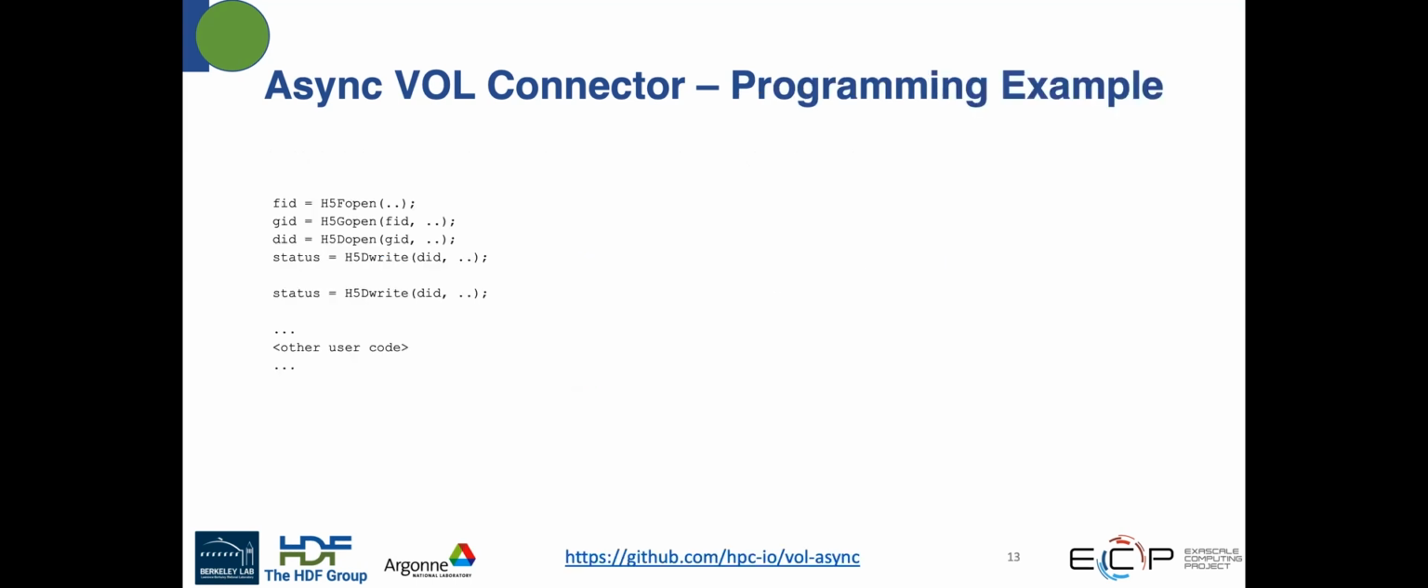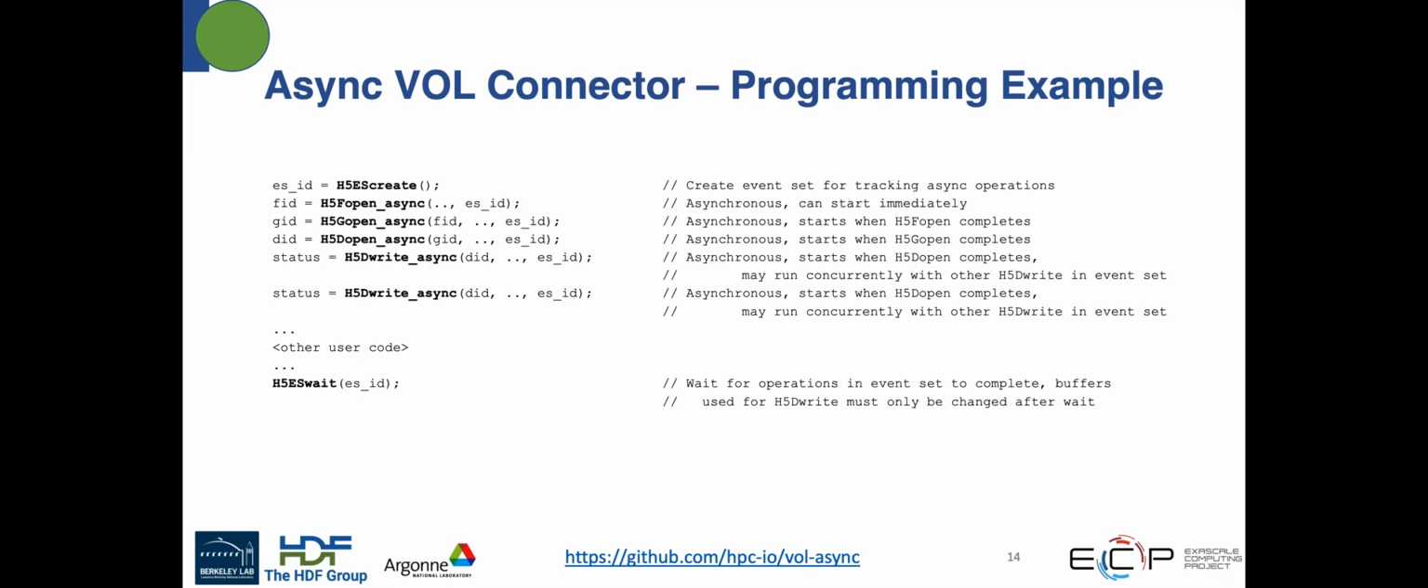And how to use it, this is a programming example. Without an async IO connector, you would just be using the HDF5 open calls, which is file open, group open, dataset open, and write the data multiple times if you have multiple variables, and the other user code is there. If you're using the event set API, what you do is create an event set and use the H5Fopen_async calls. All the open calls now have a corresponding _async call, and those will use this event set to put the operation in. The event set IDs have to be added here, and then H5ESwait is the call that makes sure any of the remaining operations are performed at that time.